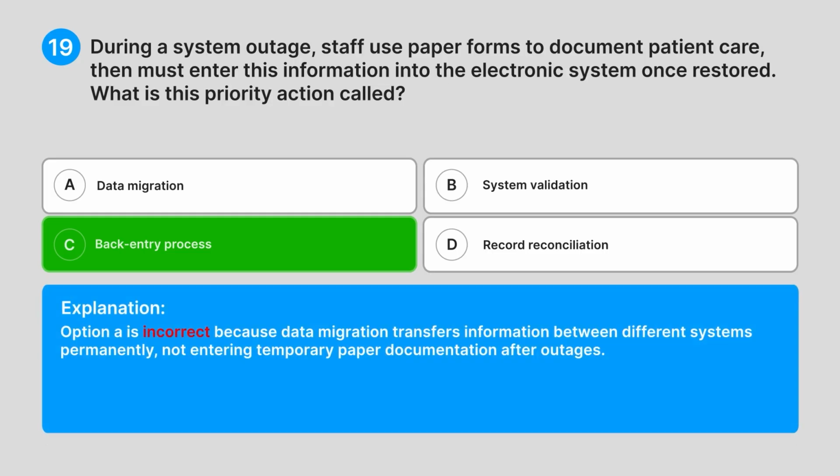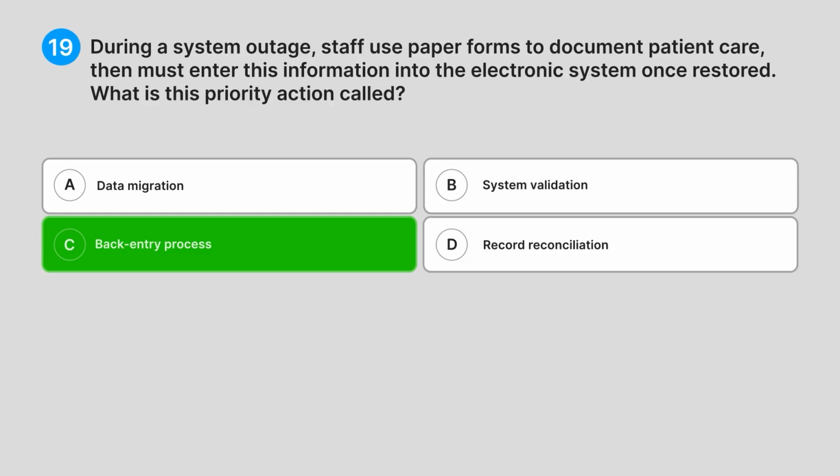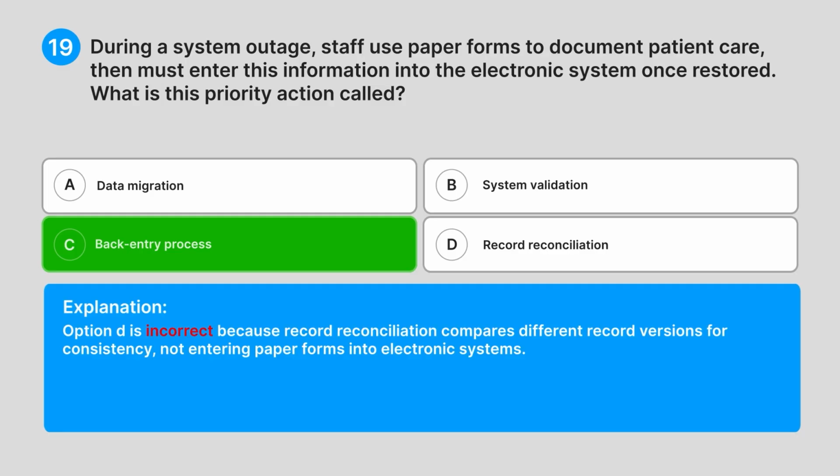Option A is incorrect because data migration transfers information between different systems permanently, not entering temporary paper documentation after outages. Option B is incorrect because system validation verifies system functionality and accuracy, not the process of entering paper-based downtime documentation. Option D is incorrect because record reconciliation compares different record versions for consistency, not entering paper forms into electronic systems.